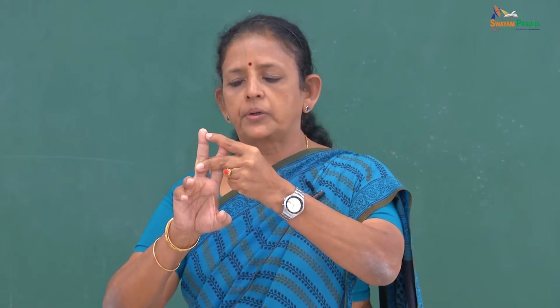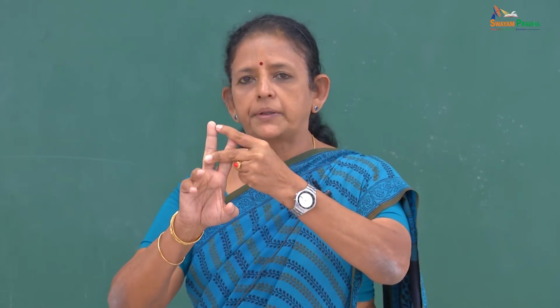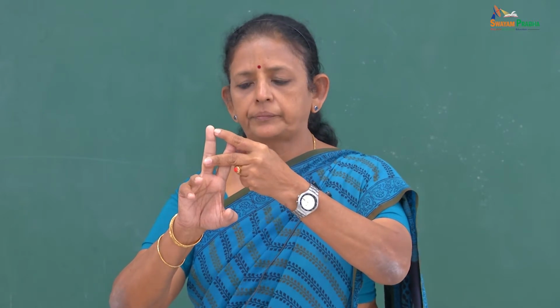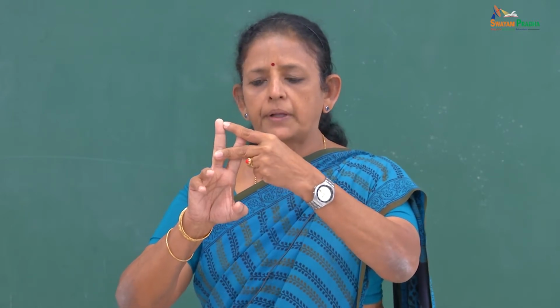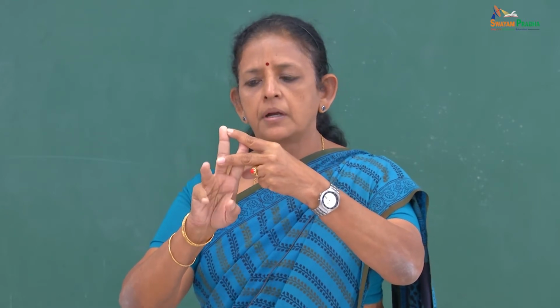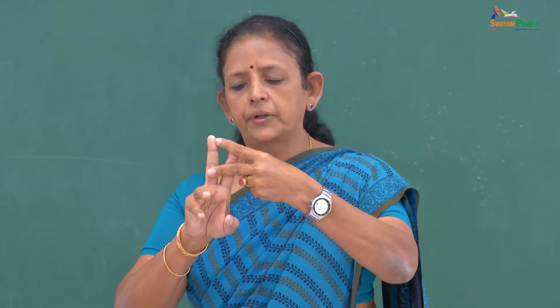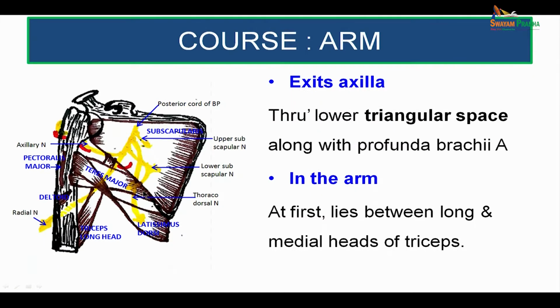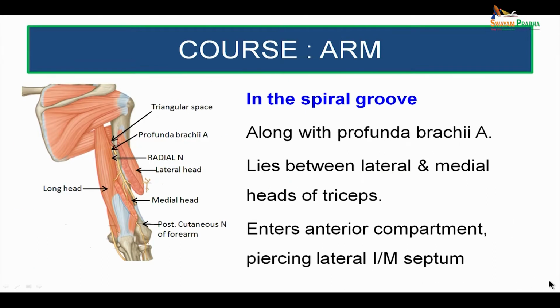It is bounded above by the teres major muscle, medially by the long head of triceps and laterally by the shaft of the humerus. It is into this space that the radial nerve emerges along with the profunda brachii artery. At this juncture, it lies between the long head and medial head of the triceps.